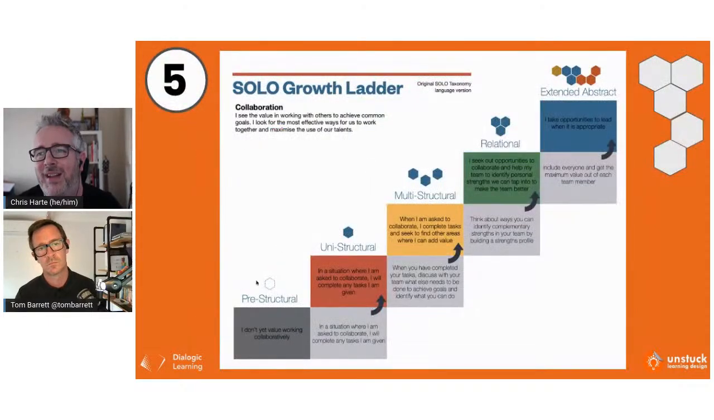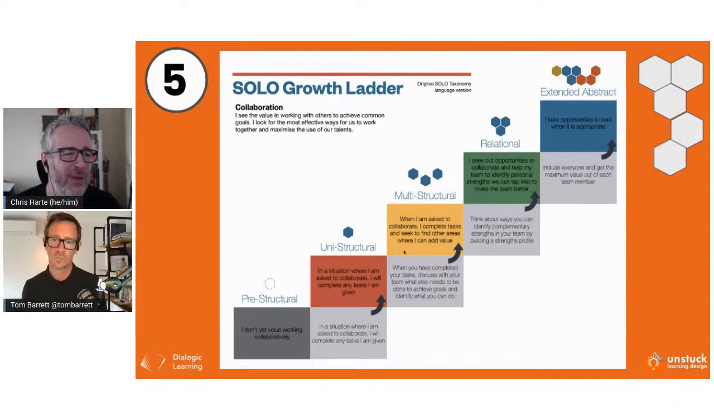Come back. Pre-structural: I don't yet value working collaboratively. Then we've got uni-structural: in a situation where I'm asked to collaborate, I will complete any tasks I'm given. Multistructural: when I'm asked to collaborate, I complete tasks and seek to find other areas where I can add value. So if you look at those, I have color-coded them. Some people like that, some people don't. It's kind of a traffic lights type thing, but whatever works for you.